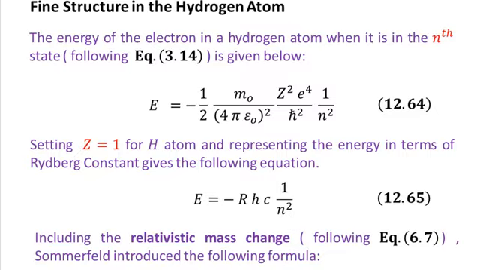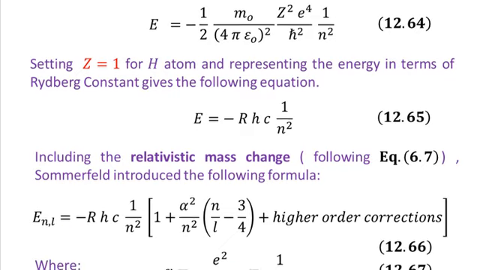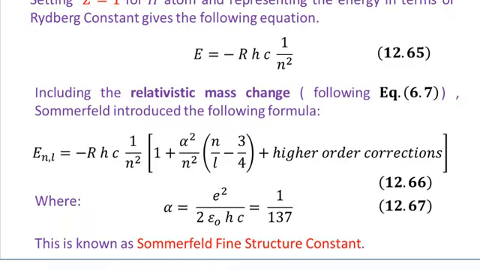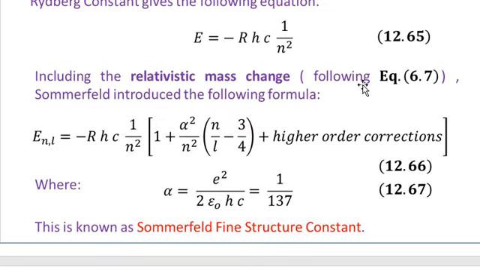So you see that while writing equation number 65, we have ignored the relativistic mass effect. If you include the relativistic mass change, then following equation number 6.7, Sommerfeld introduced the following formula. So E_nl, you see that on the left hand side you have energy.